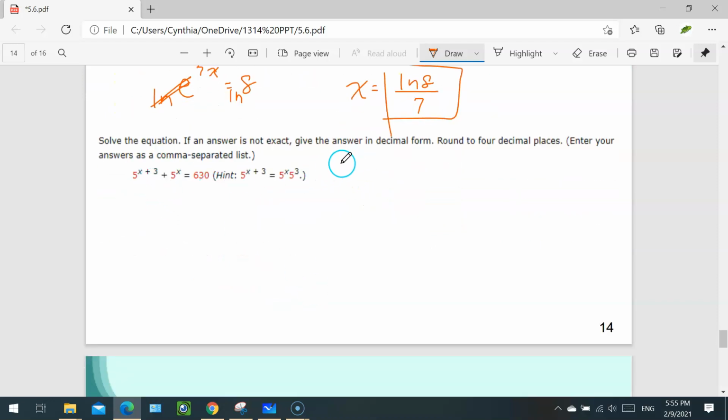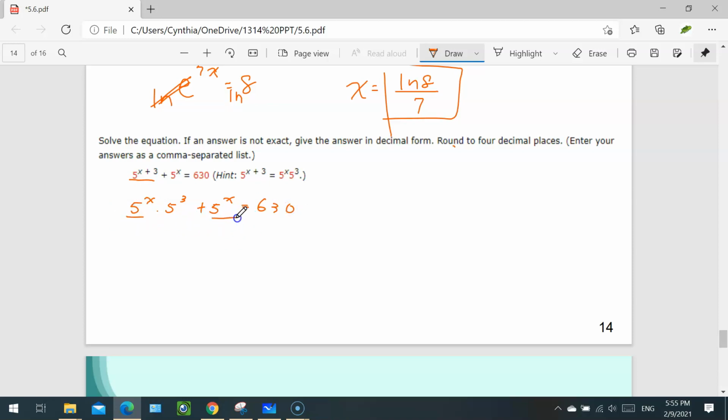Solve for this equation, solve for x. Alright, solve the equation. If an answer is not exact, give the answer in decimal form. Round to 4 decimal places. And the hint it gives us here is 5 to the power x plus 3 is equal to 5 to the power x multiplied with the 5 to the power 3. So that means this term, we need to rewrite into 5 to the power x multiplied with 5 to the power 3, plus 5 to the power x equals 630.